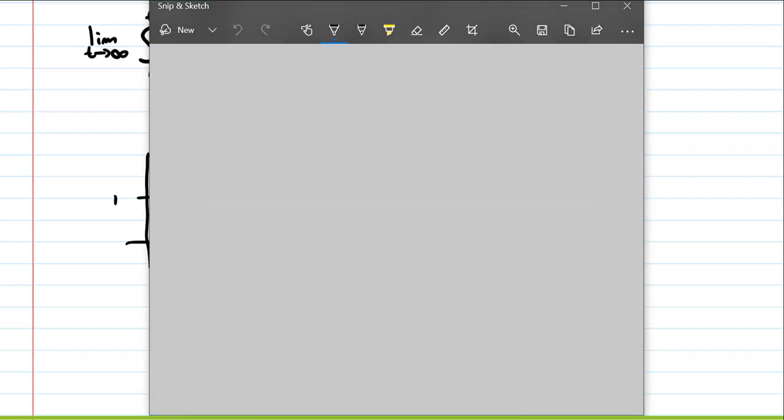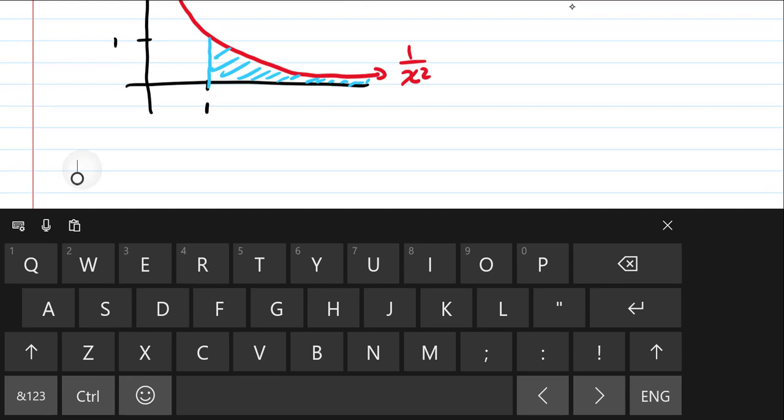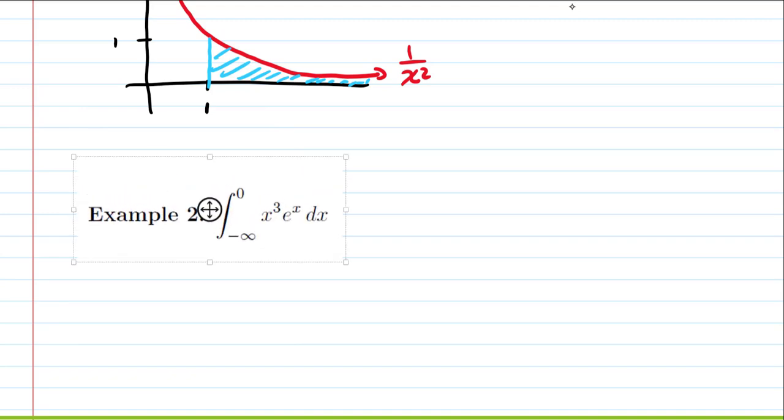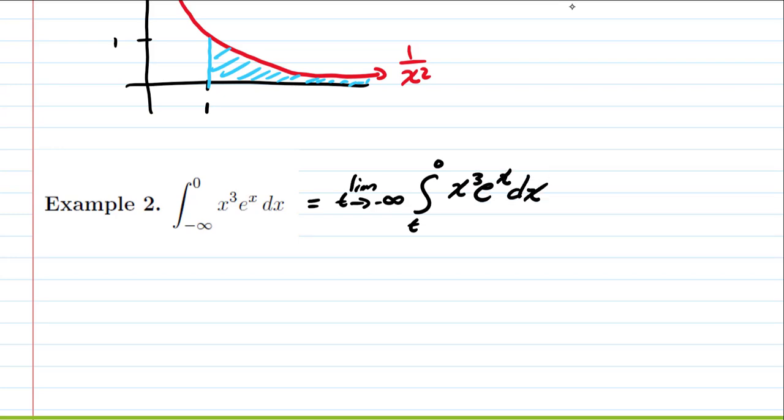Let's take a look at example number 2. We have the integral from negative infinity to 0 of x cubed e to the x. So formally, this is going to be the limit as t goes to negative infinity of the integral from t to 0 of x cubed e to the x dx. So how are we going to find the antiderivative of this?